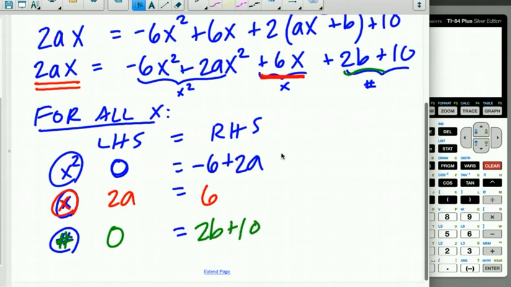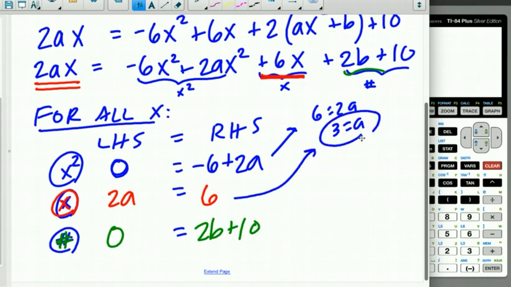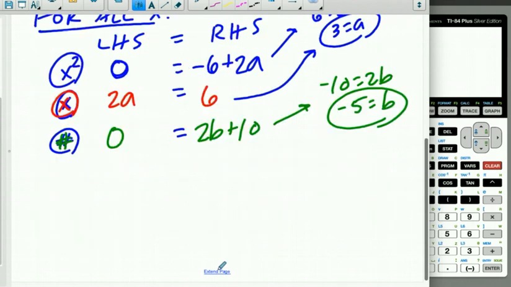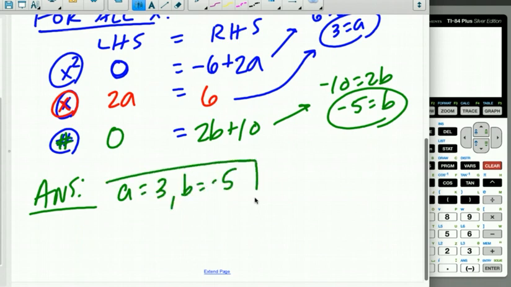Well, if I solve either of the first two equations for a, I'm going to get that a is 3. Because either I get 6 equals 2a and divide by 2 and get a is 3, or I do the same thing with the red equation, and either way I get a is 3. For the green equation, I get negative 10 is 2b, so negative 5 is my b. So again, my answer, I wasn't actually asked to find the solution. I was asked to find a, which is 3, and b, which is negative 5.